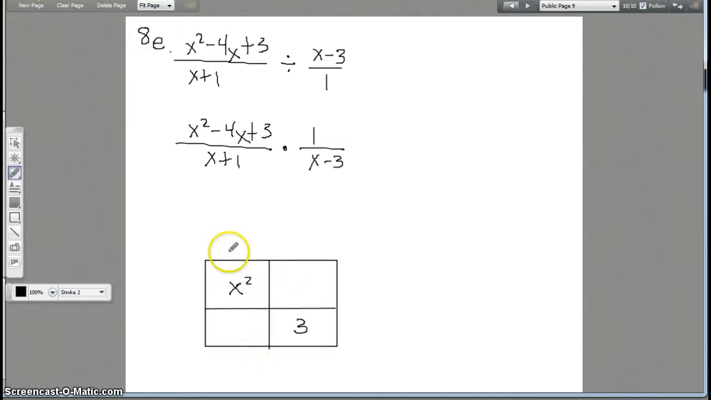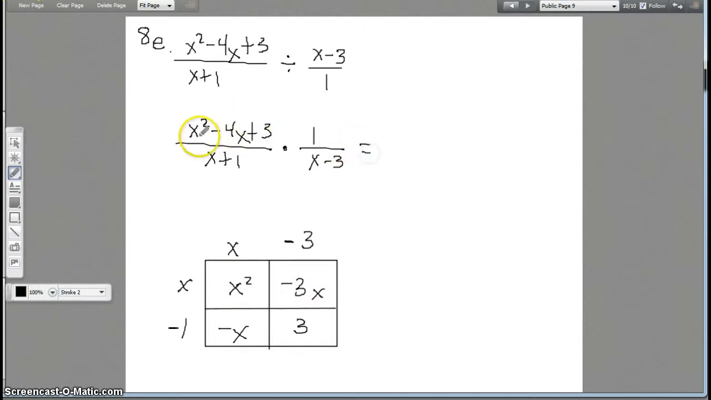Well, how would we make an x squared? With x times x. How can we make a 3? With a 3 and a 1. Now, our middle term is negative while our final term is positive. That means both of these have to be negative. X times negative 3 is negative 3x. X times negative 1 is negative x. Negative 3x plus negative x is negative 4x. So this is how we factor it.